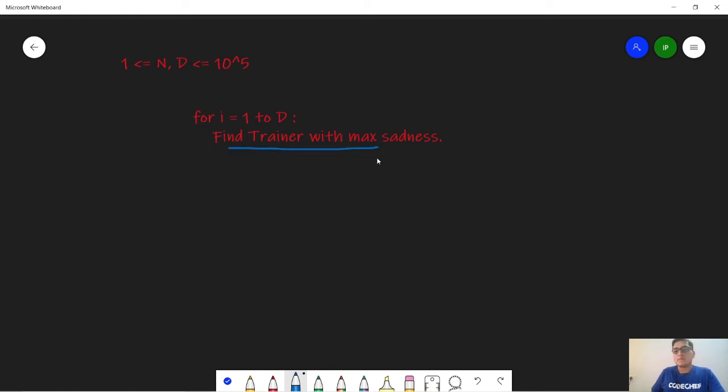To improve the complexity, we can use a data structure set that will store the sadness value and the number of lectures that are left. In this set, we will perform two operations. The first is to add. We perform this operation when a new trainer arrives. Let's say a trainer j arrives on some day, then we will append s of j, comma t of j to this set.